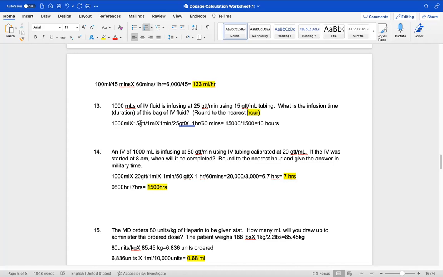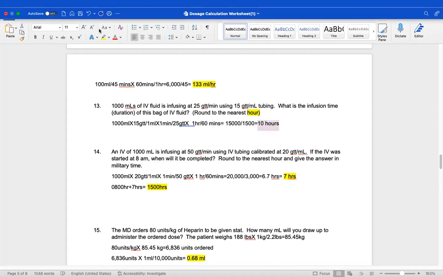Go back through, cancel everything out. Your mLs here cancel out your mLs on bottom here. Your drops on top here cancel out your drops on bottom there. We're left with 1 hour, and your 60 minutes on bottom cancels out your 60 minutes on top here. Multiply that out. We've got 15,000 divided by 1,500. That gives us 10 hours. 10 hours is going to be the correct answer.